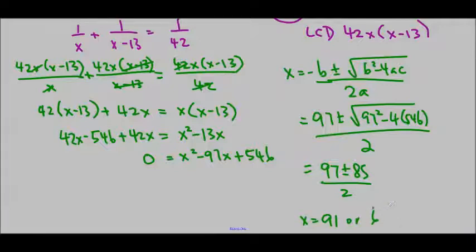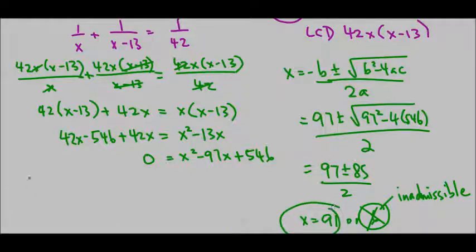Now, one of these is actually inadmissible, so you do have to double check to see if you can use both of them. 6 is inadmissible, and I'll tell you why. It's because Alice is 13 minutes faster than Gaddy. So if he can do it in 6 minutes, she would have to do it in negative 7 minutes, and that doesn't make any sense at all. So Gaddy must do it in 91 minutes.